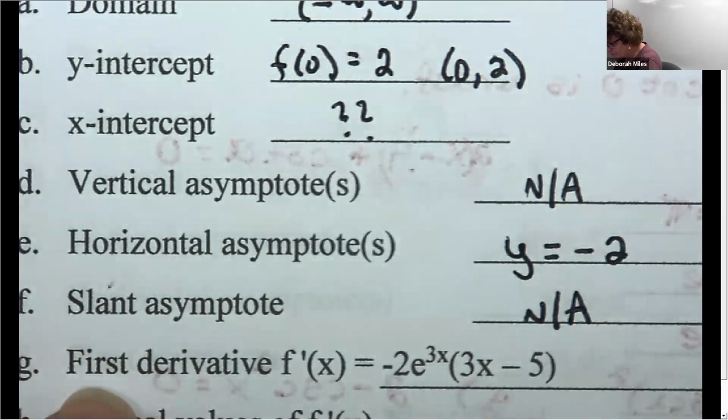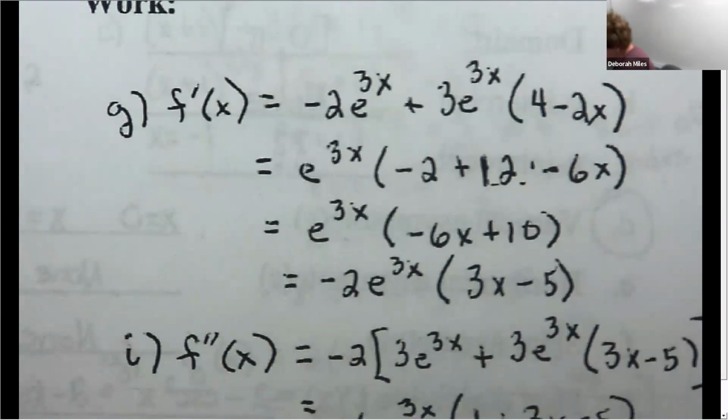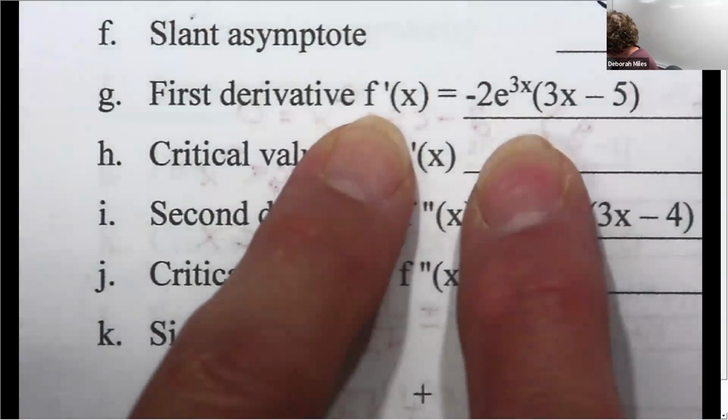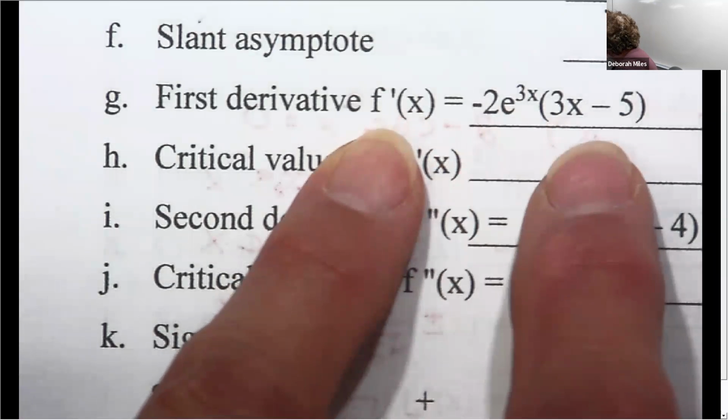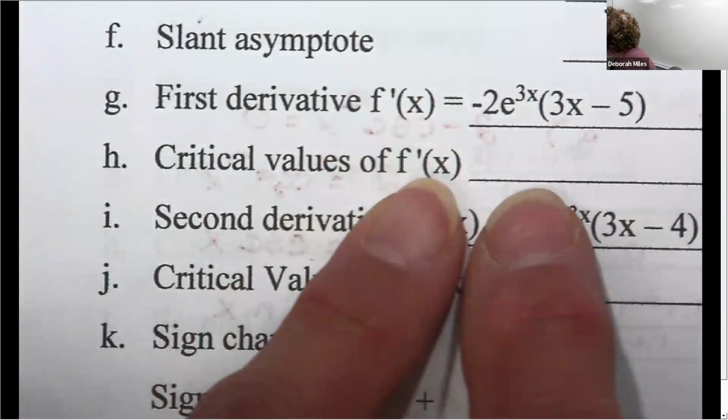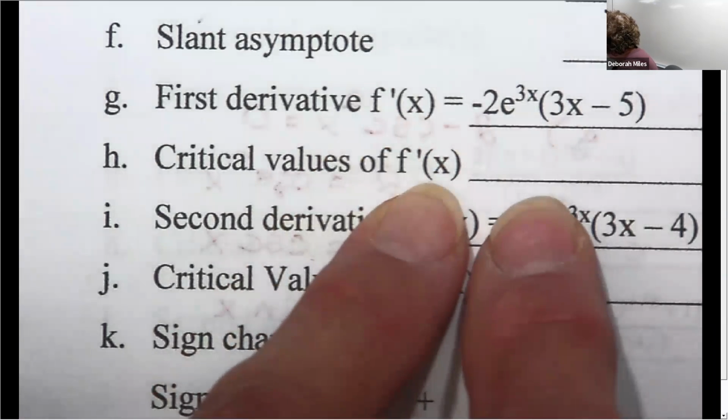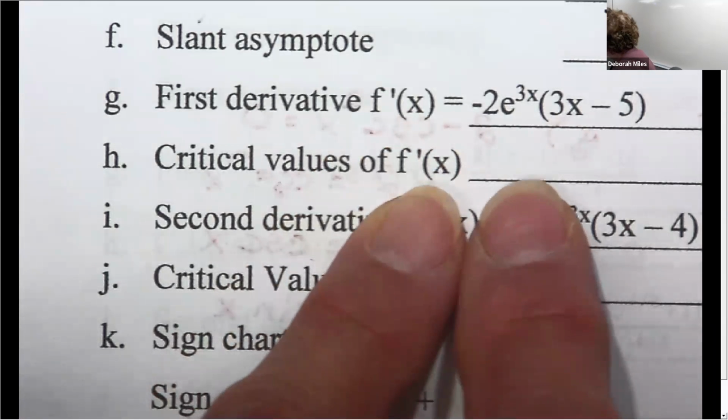Now I gave you the work for the first derivative and the second derivative out to the side. They weren't the most terrible first and second derivatives I've ever taken. But I went ahead and transferred the derivatives over here. F prime of x is -2 e to the 3x times 3x minus 5. What are the critical values of the first derivative?